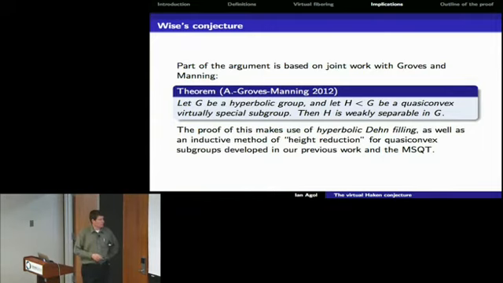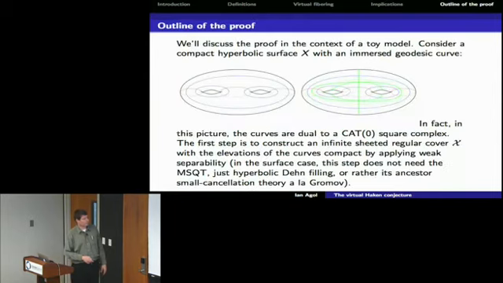So the proof of this makes use of what I was saying before, the hyperbolic Dehn filling, as well as a method of so-called height reduction for quasi-convex subgroups, which was developed in our previous work from 2008, and the malnormal special quotient theorem of Dani Wise. So I was going to take this as sort of a black box, but it's a huge black box. So what does it mean in this case?